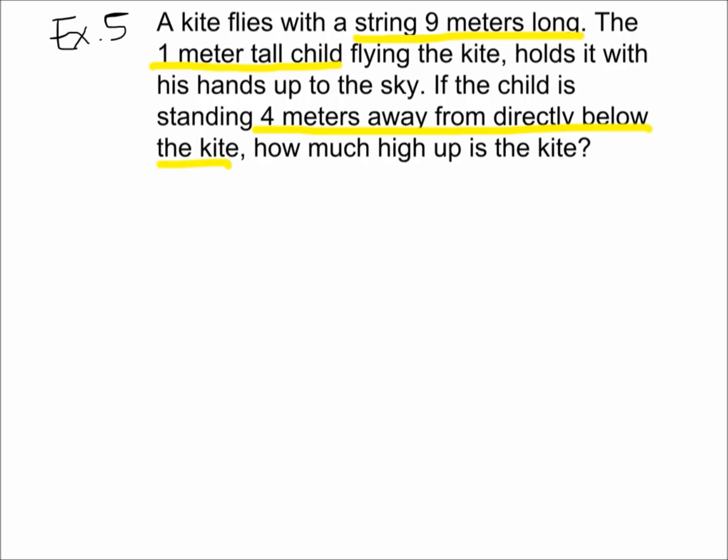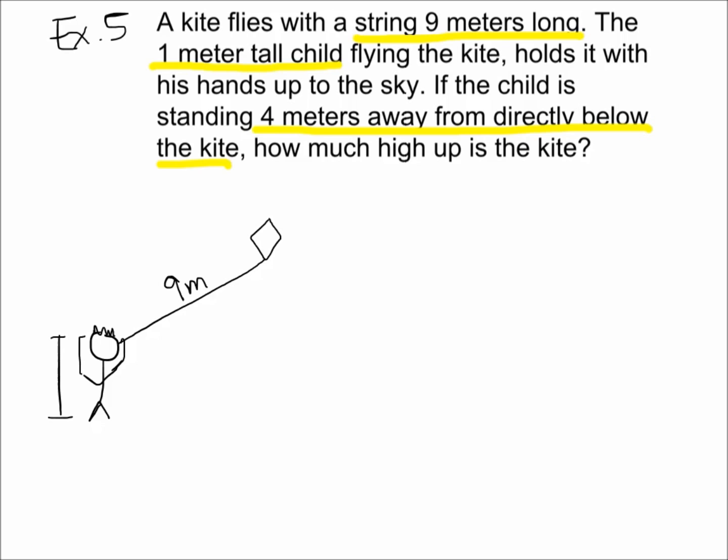The first thing, my problem here is I can't see it, so I'm going to need to draw it. So there's this kid. There he is. There's his hair. And there's a kite. Oops, and his hands are up like this. Those are his hands. Okay, he's holding this string to the kite, and this is a 9-meter long kite string.